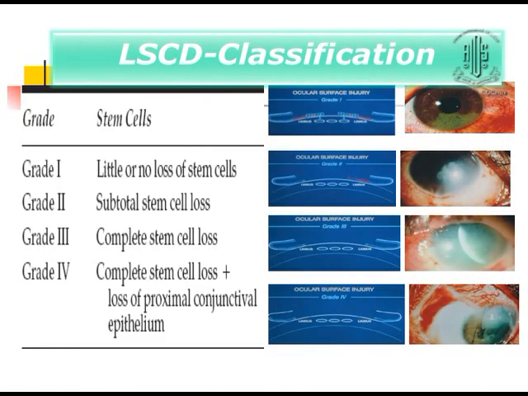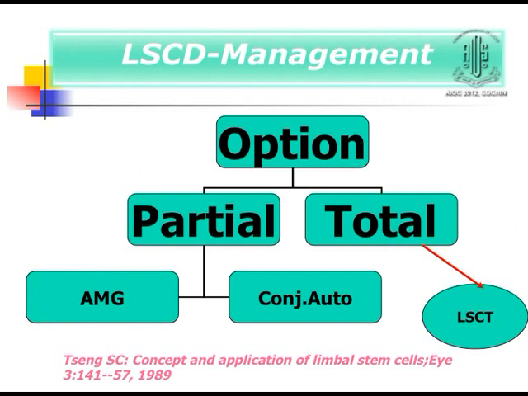We have to know about the grading of limbal cell deficiency. It will help us from both a therapeutic and prognostic point of view. Grade 1 is little or no stem cell loss. Grade 2 is subtotal stem cell loss. Grade 3 is complete stem cell loss, and grade 4 is complete stem cell loss plus loss of proximal conjunctival epithelium also.